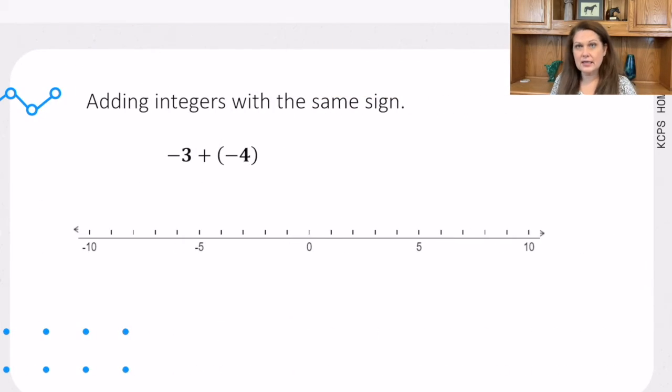Let's try it with negatives. Remember, negatives are going to go to your left. I'm going to use a red arrow this time to help you see that it's negative. So I'm going to put a little tick mark at 0. I'm going to go 3 units to the left. I'm always going to put an arrow to show my direction, and I'm going to write a little -3 on top. My next number, because it's the same sign, is a -4, so I'm going to start where I left off, and I'm going to go 4 more units to the left. That's going to be -4.